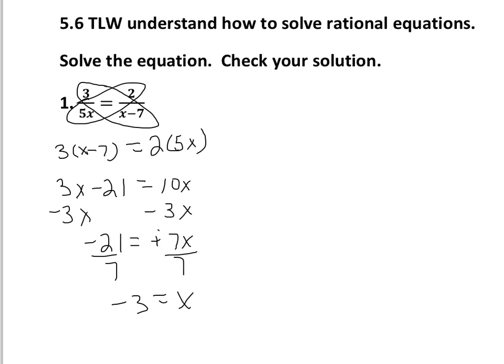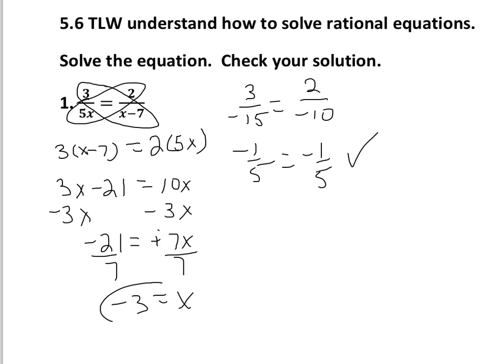If you plug that in, you would get 3 over negative 15 equals 2 over negative 10. Negative 1/5 equals negative 1/5. That's what the check means. So I'll leave it up to you guys to check solutions, except when we get to a couple. So there is our answer. Let's look at another example.